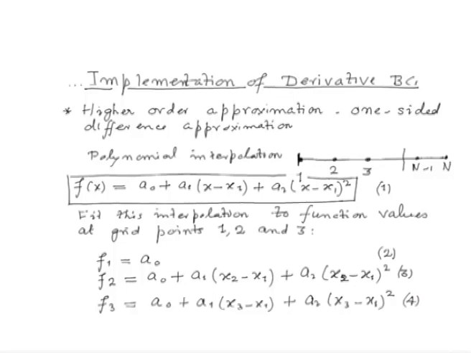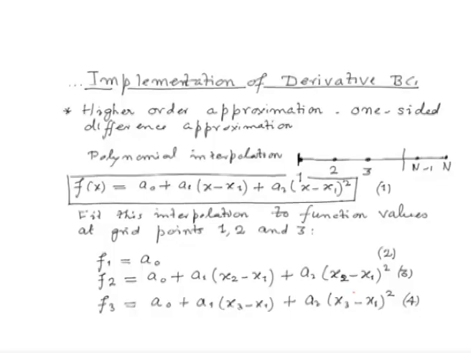Now a0 is already known, a0 is equal to f1. So now we have to solve for a1 and a2. We are primarily interested in a1 because that's what will give us the derivative value at point 1. So let's use equations 3 and 4 to eliminate a2. For this elimination, all we need to do is cross multiply the coefficient of a2 in these two equations with each other. So let's multiply equation 3 by (x3 minus x1) whole squared.